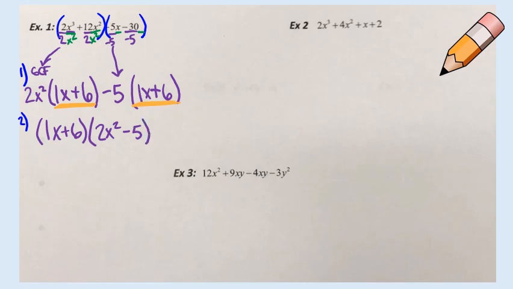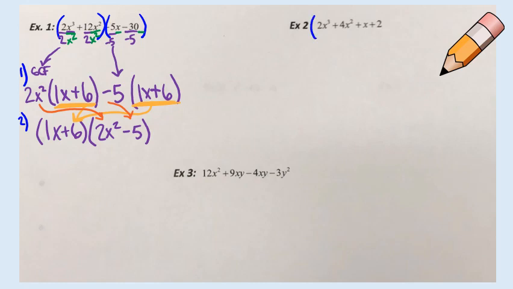Take a look at how that worked. If I divide out the x plus 6, then I write what's remaining after I've divided it out. Let's take a look at a couple more examples.